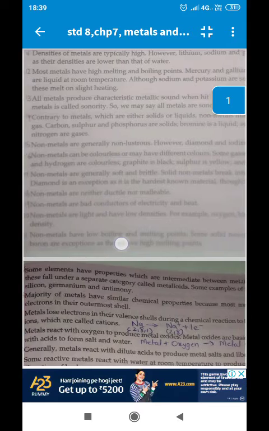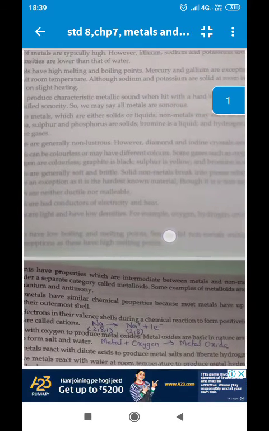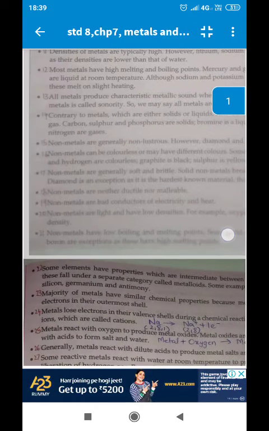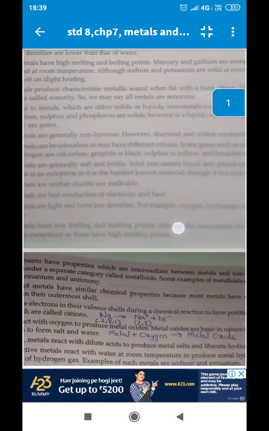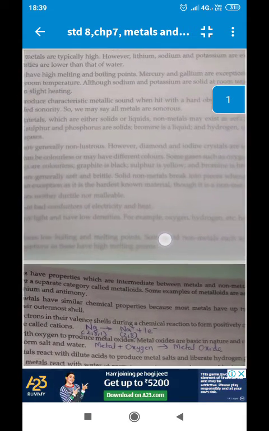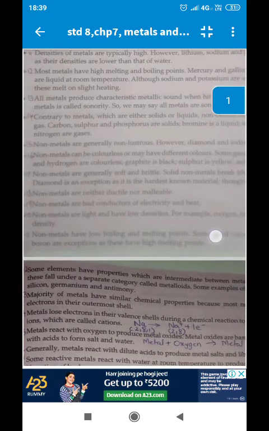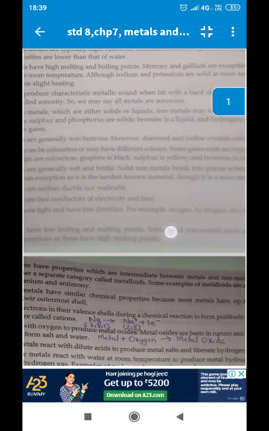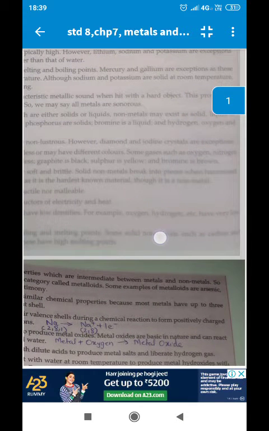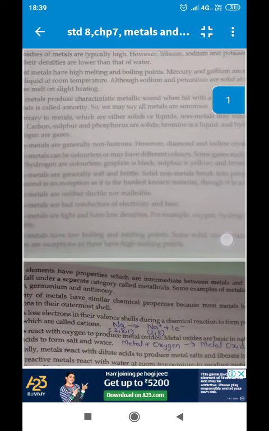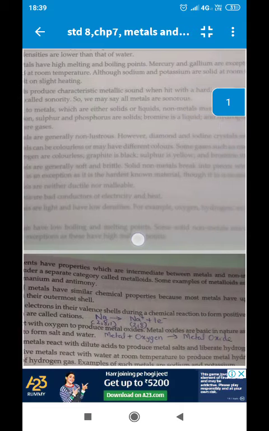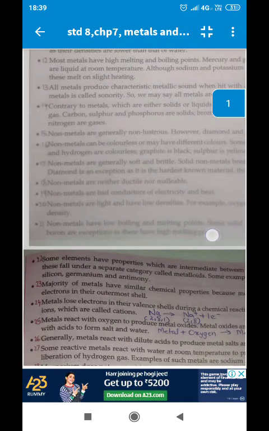Non-metals can be colorless or may have different colors. Some gases such as oxygen, nitrogen, and hydrogen are colorless. Graphite is black, sulfur is yellow, and bromine is brown. Nonmetals are generally soft and brittle. Solid nonmetals break into pieces when hammered. Diamond is an exception and is the hardest known material, though it is a nonmetal.